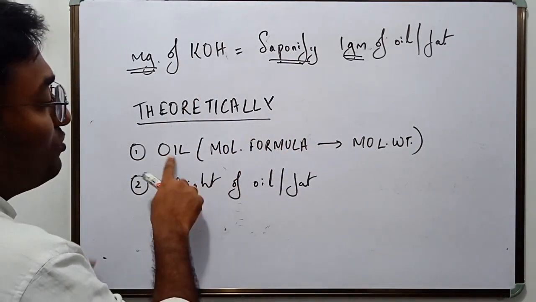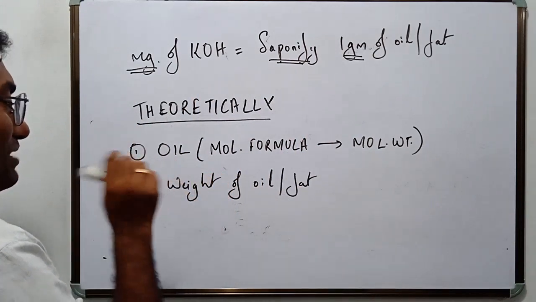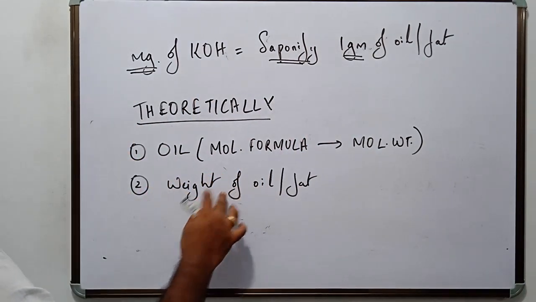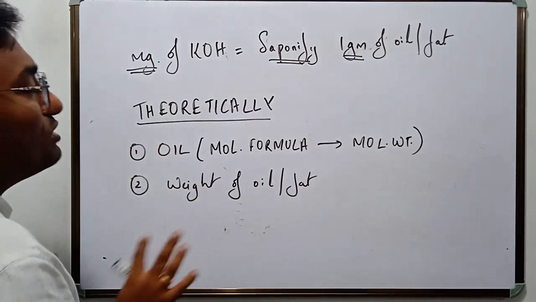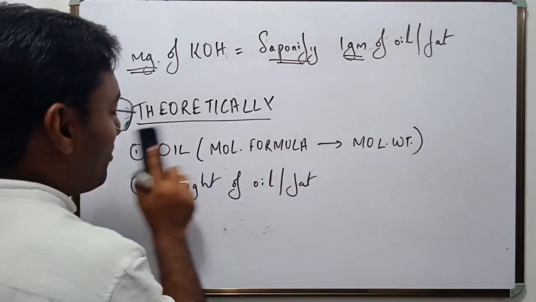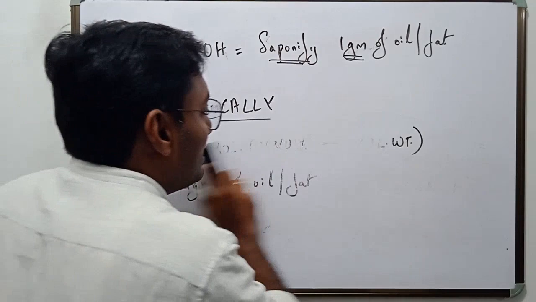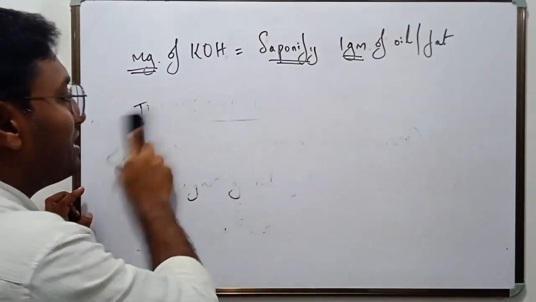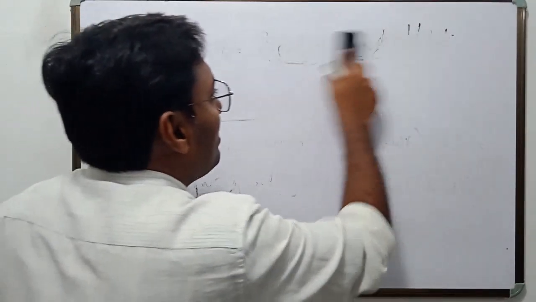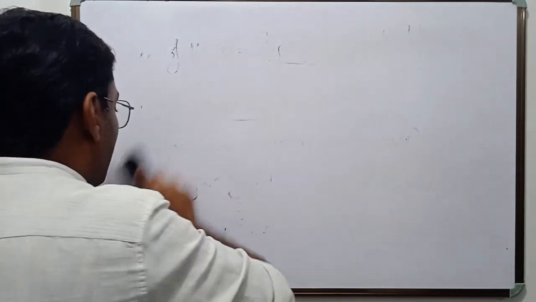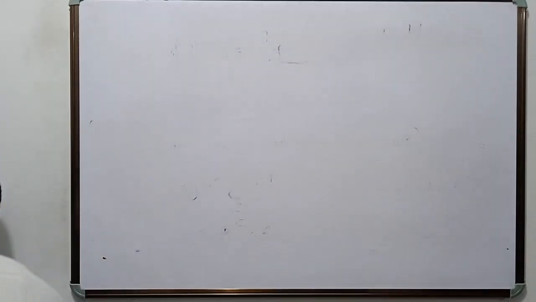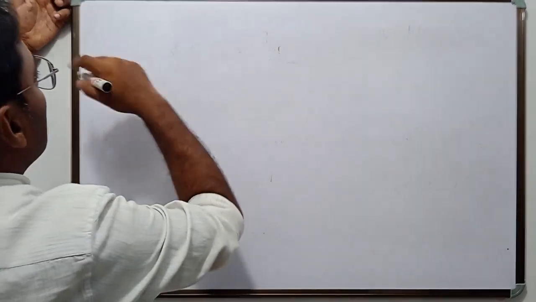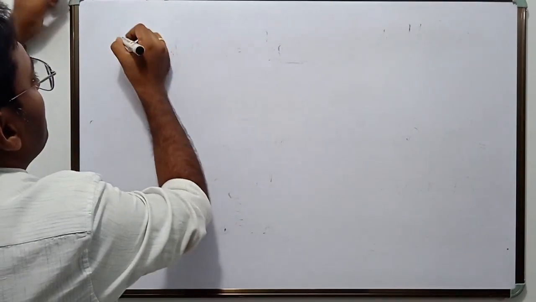For that, you have to know the oil. That is the main thing. And weight, of course, you can take and know. But the main thing is you should know the oil which you have taken, or you should know the molecular formula. Let us understand this concept better by using an example. So I will take glyceryl tripalmitate as an example. Let us try to saponify glyceryl tripalmitate.